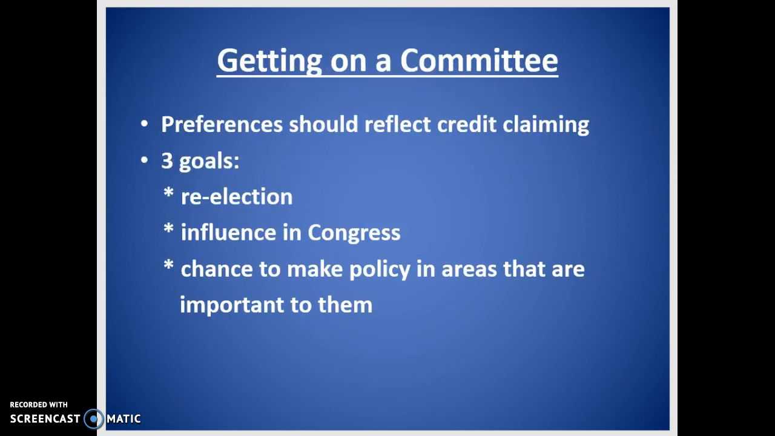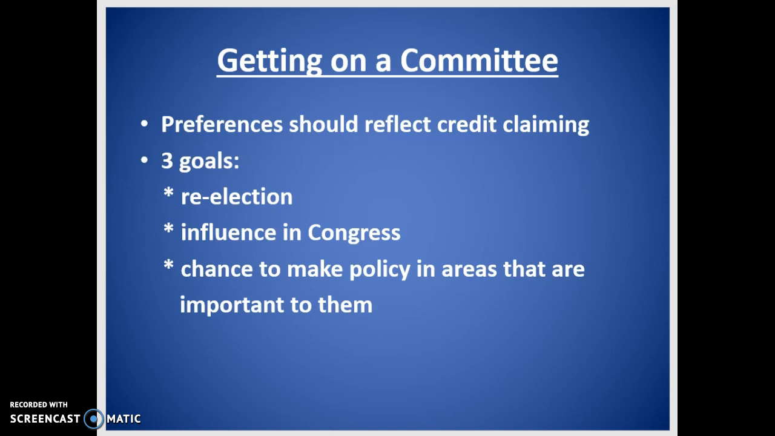Getting on a committee, three goals, and this is going to be on your study guide number 7 under objective 3. Three things you're looking for when you're looking to get on a committee. You want credit claiming abilities, which is going to help you get reelected. When we say credit claiming, that means you can say, hey, look what I did. Look what my committee did. So look at me, basically.